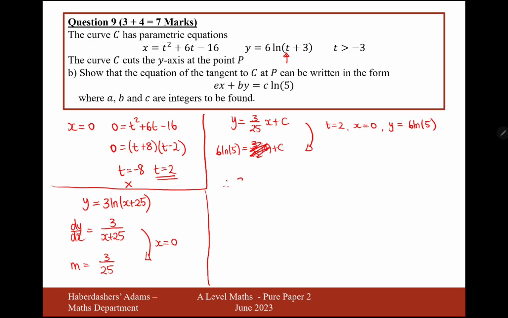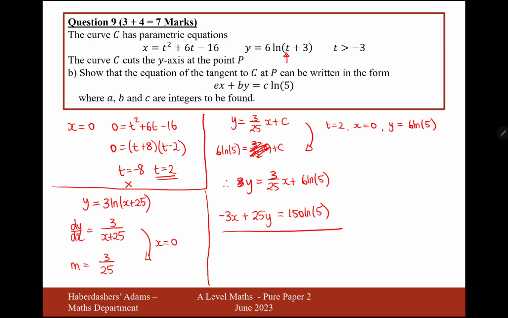So therefore y equals 3 over 25 x plus 6 ln 5. Multiply all the way through by 25 and move the x onto the other side. So it's going to be minus 3x plus 25y equals 6 times 25 is 150, so 150 ln 5.